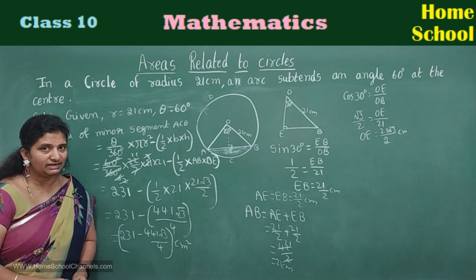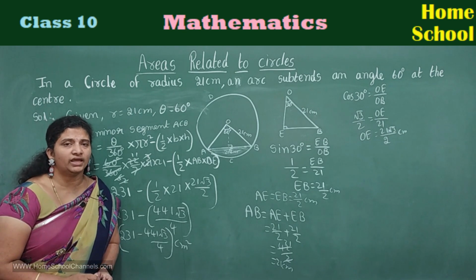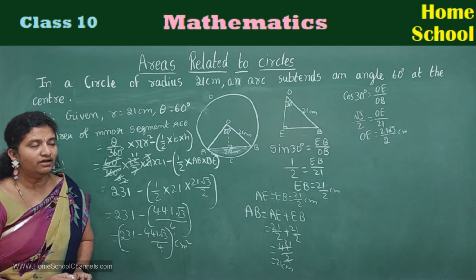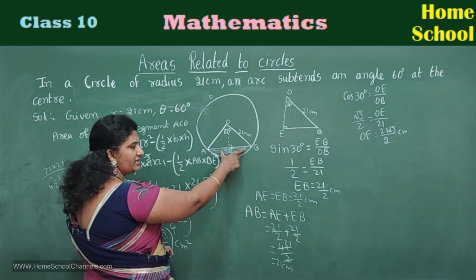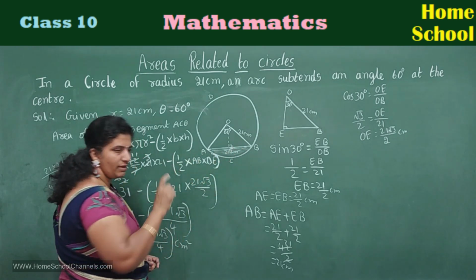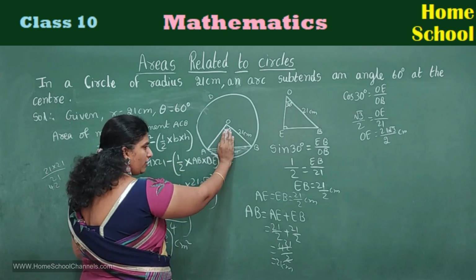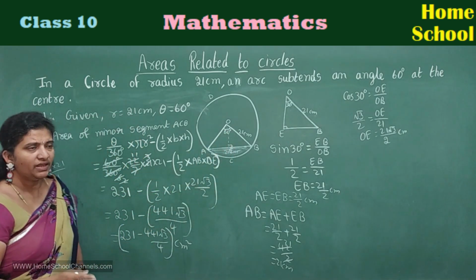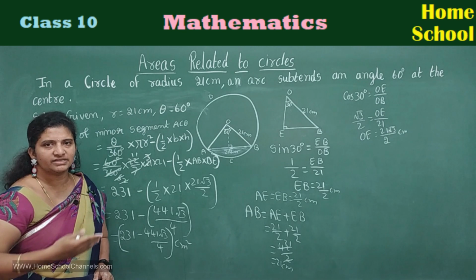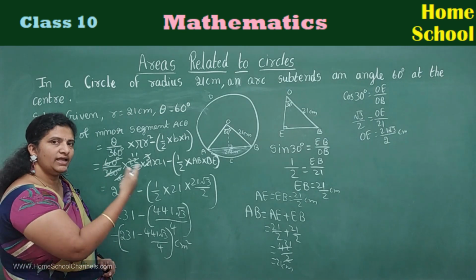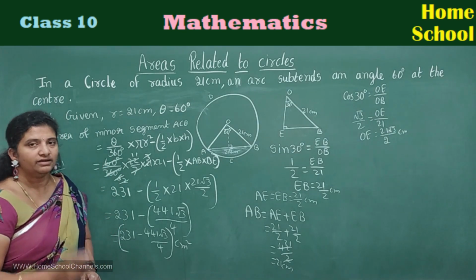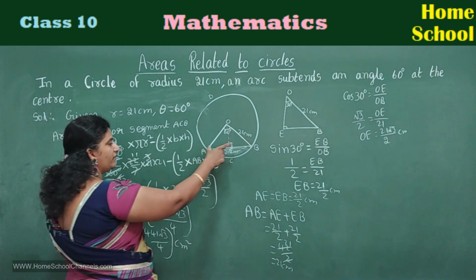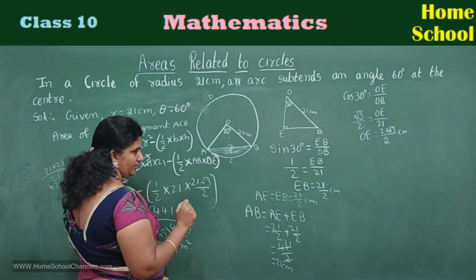Right? Is this clear? So let me give a quick recap of this problem again. Find the area of minor segment. Then you should remember the formula. In area of minor sector, subtract area of triangle. Area of minor sector, theta by 360 into pi r square. Triangle area, half into base into height. Then observe here, we don't know base and we don't know height.